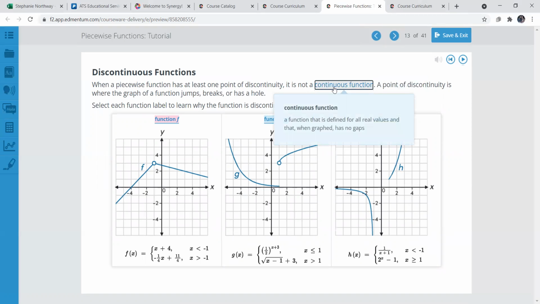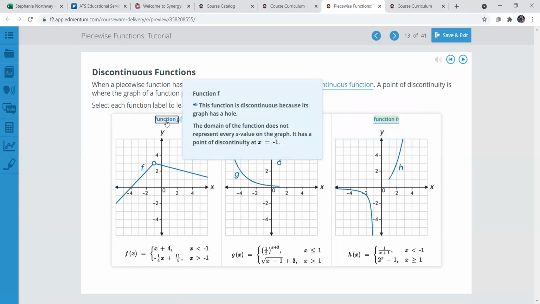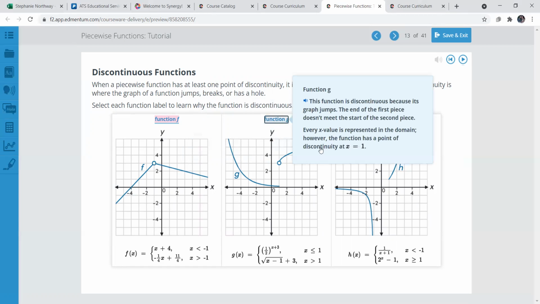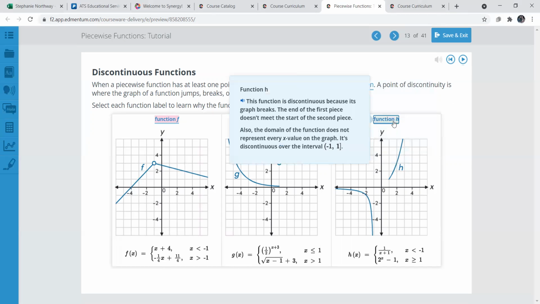So let's say it's a continuous function: a function that is defined for all real values and that when graphed has no gaps. No gaps means that it's connected together. Okay. So this graph is discontinuous because it has a hole right there, the little mark. The domain of the function does not include that value. So it's discontinuous because it's not connected together. This one is discontinuous because, again, the two lines are not connected together. They're just two segments. Again, this one is discontinuous because they're not connected.